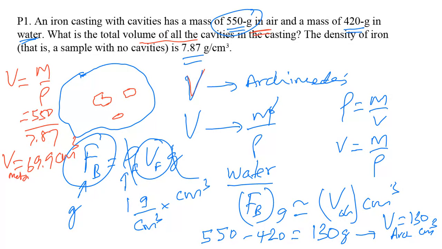So we have two volumes: one for just the metal and one for the whole metal plus the cavities. What is 130 here and 69.9. To figure out the volume of the cavities, all I have to do is take the total volume, which is 130, and subtract the volume of the metal, which is 69.9. If you do that, you get 60.1 centimeter cube. So that's the answer to this problem.